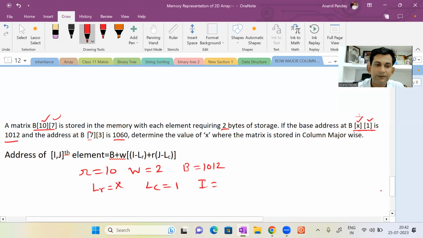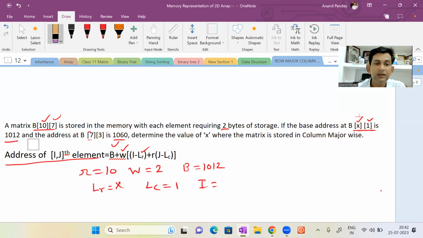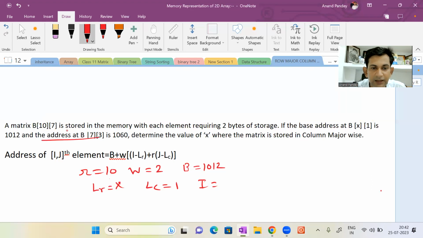Sometimes, not all the time, you have to find the address of ijth element. Sometimes you may have to find base address. Sometimes you have to find width of each element. Sometimes you may have to find LR, LC, I, J, whatever. Anything can be asked to find. Am I clear? This is the formula based question. In the formula all things will be given, any one thing can be missing, and you have to find its value. Not all the time the address of ijth element. Here you can see in this question, even the address of ijth element is also given.